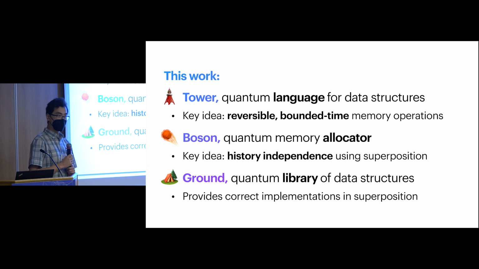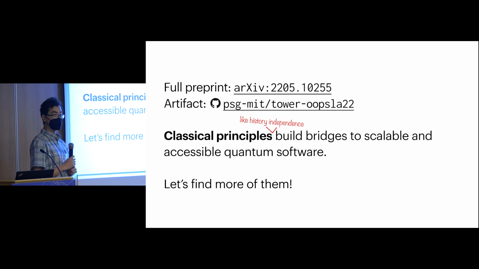So just a quick recap, in this work, we provide 3 contributions: Tower, a language for data structures; Boson, a memory allocator guaranteeing history independence; and Ground, in which we use Tower and Boson to implement one of the first quantum libraries of data structures. You can find our full preprint of our work on arXiv. You can also get our artifact on GitHub, start playing with it, implement your own Tower programs, see what kind of data structures you can implement.